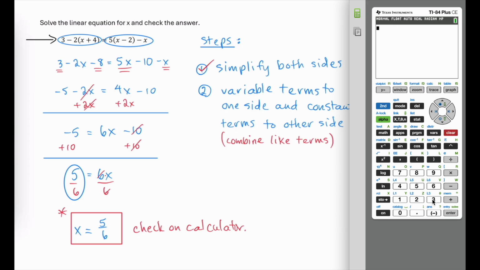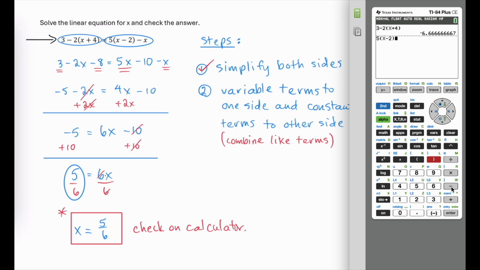So we just copy the left-hand side, 3 minus 2 times the quantity. Our answer is already stored in for x, and then we say plus 4, close parens. Now we want to see what that left-hand side is equal to, and then compare that to the output of the right-hand side with our same answer stored in for x. So we're just copying that right-hand side.